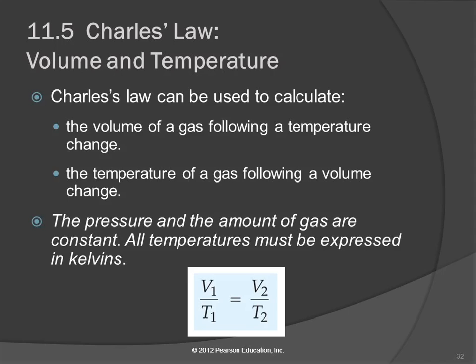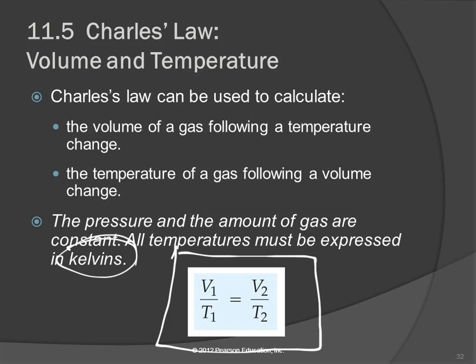So we can use Charles' law to calculate changes in temperature and volume. And this is a useful form of Charles' law: V1 over T1 equals V2 over T2. All temperatures must be expressed in what? Kelvins.